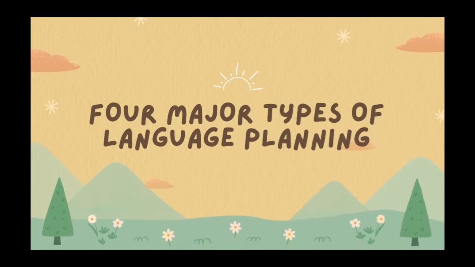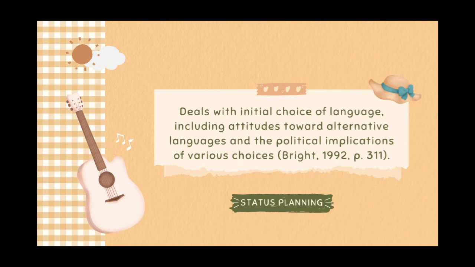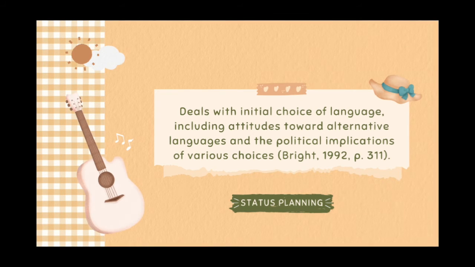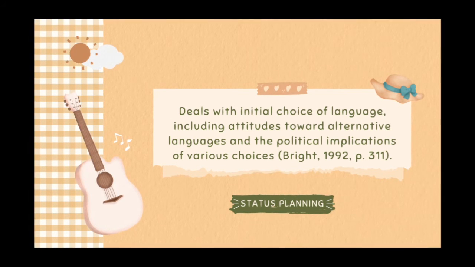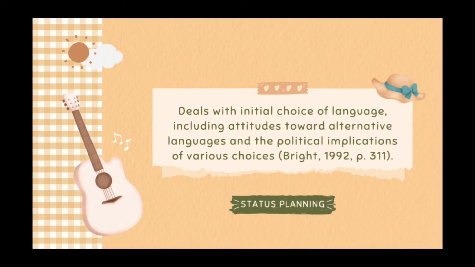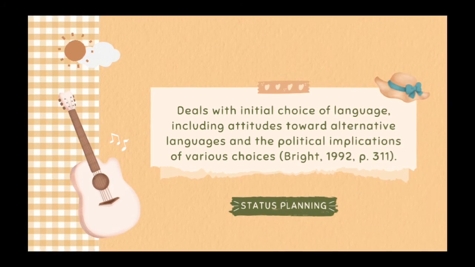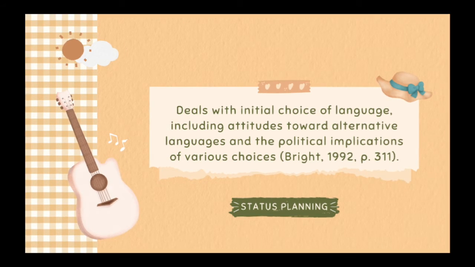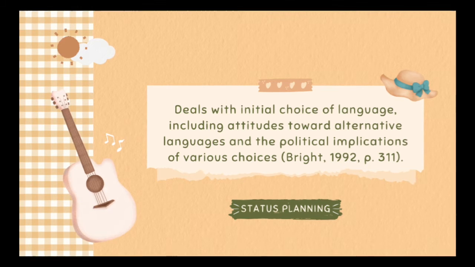So here are the four major types of language planning. The first is status planning. Status planning deals with the initial choice of language, including attitudes towards alternative languages and political implications of various choices, Bright 1992. So, status planning is promoting a given variety of a language to be the standard language. It means it is a movement from a dialect to a language.